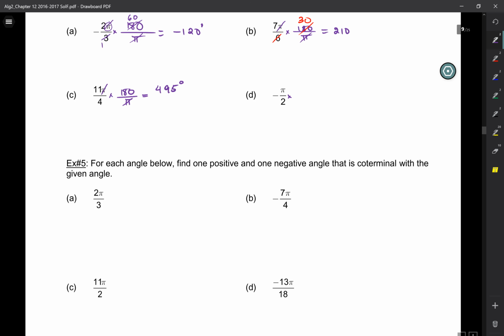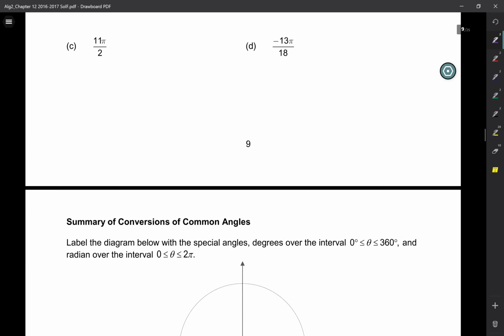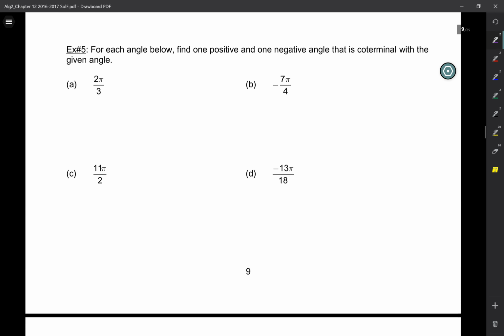Okay, pi over 2. So that's going to be 180 over pi. And that's negative 90 degrees. Okay? All right. So, here we go.